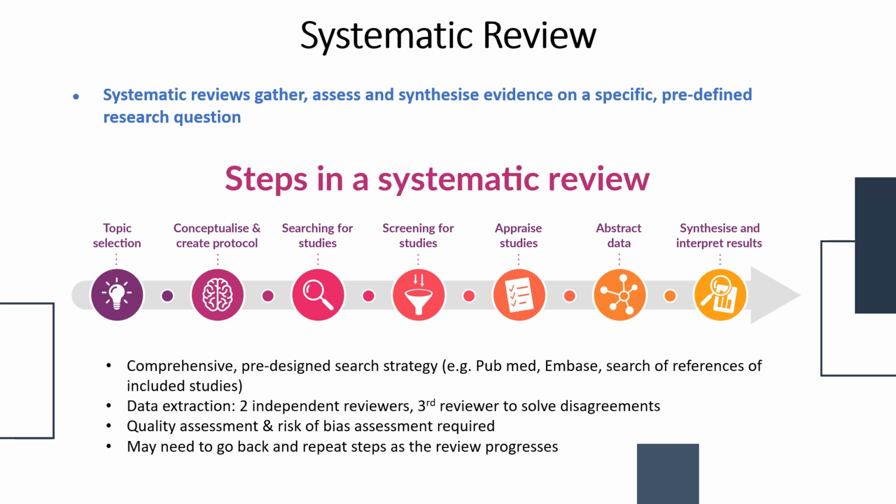All systematic reviews will have a quality assessment and a risk of bias assessment, so we know what quality the included studies are. You might find that you need to go back and redo your search as the review progresses. And it's common right at the end of the review to rerun your literature search to try and find anything which has come up in the interim period between the initial search and the finalisation of your data.